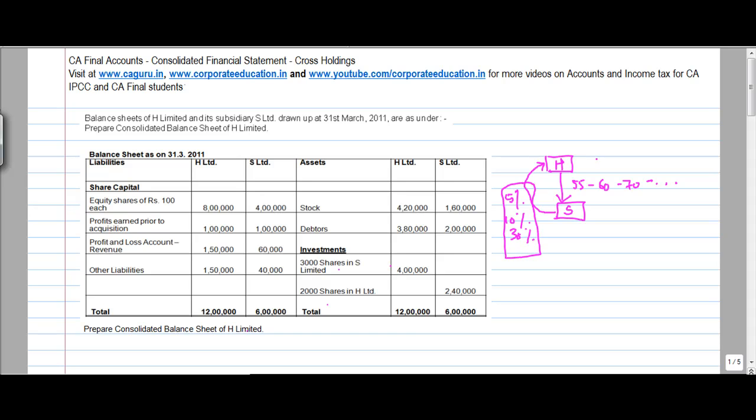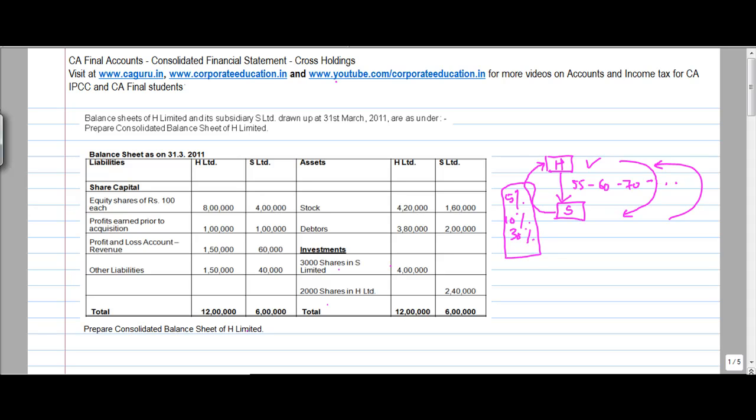Now, in such a case, when you prepare the consolidated financial statements of the holding company, you need to consider how to make an adjustment in the profits of each of these entities. Because H will have some part of ownership in the share capital and the profit of S. Similarly, S would also have some part of profits or share capital of H. So the issue which comes up for you is how do you cancel out these intercompany transactions?